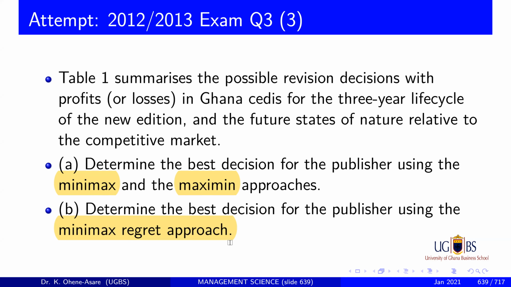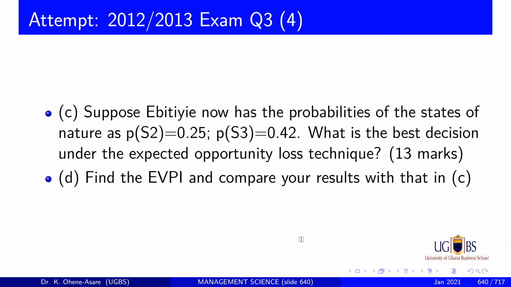This is the one where we created a regret table. Then suppose you now have the probabilities of the states of nature, and watch it. You have been given the probability of state of nature 2 and of state of nature 3, but you were not given the probability of state of nature 1. I'm sure you can calculate that. Having calculated that, you will be asked, what is the best decision under the expected opportunity loss approach, which is the one we just did. It's so simple.